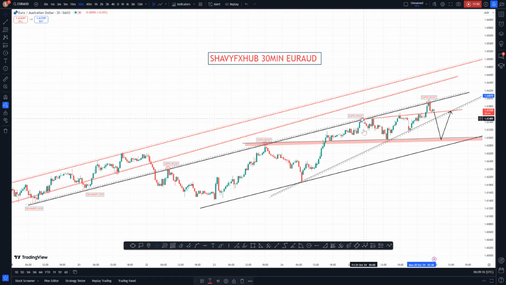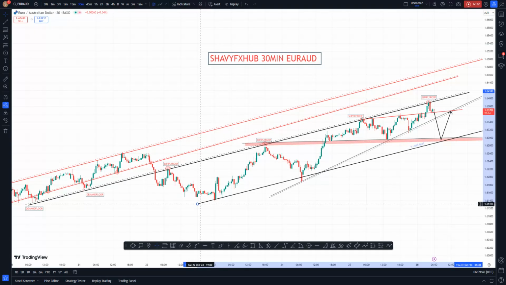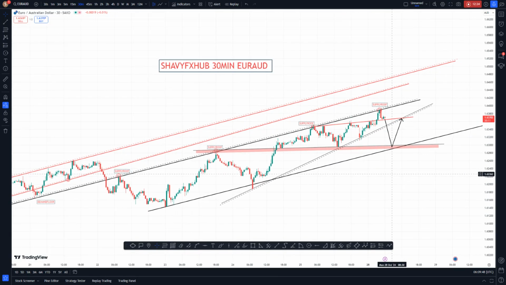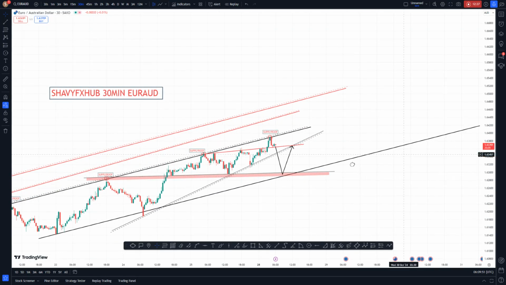Look at the structure: resistance structure, resistance structure, resistance structure. A break of a resistance structure becomes a support structure, but we have an impulse leg from a supply roof. Can sell pressure break the support structure? If it can, then we will return to this place for the next buy. If it can, that would be nice. And let's adjust this very well so that we don't fall into a critical situation.